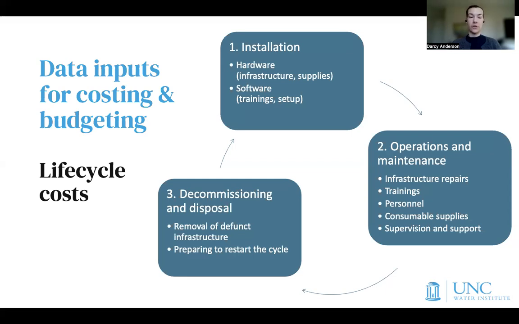Finally, as infrastructure reaches the end of its lifespan or a service comes to an end, there's a phase of decommissioning and disposal. And this phase is the least often included in budgets, but it can be quite expensive. So when infrastructure reaches the end of its lifespan, it needs to be removed. There may be additional costs to prepare the site to, for example, clear out the old infrastructure, make the site safe again, dispose of it, and then reinstall new infrastructure or rehabilitate old infrastructure in some way so that it can restart its life cycle again.